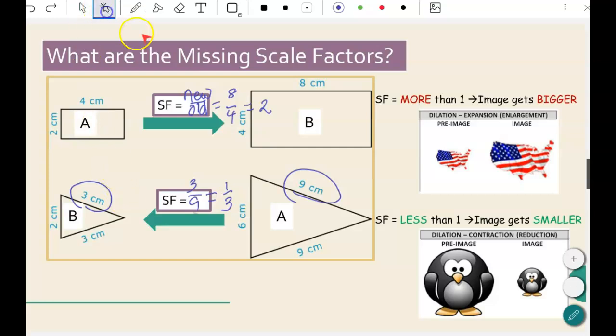A couple more examples when you're looking at just objects here. So our map of the United States, this is the pre-image, and it becomes bigger when the scale factor is more than 1. Here's our original, the new one. It becomes smaller when the scale factor is less than 1.